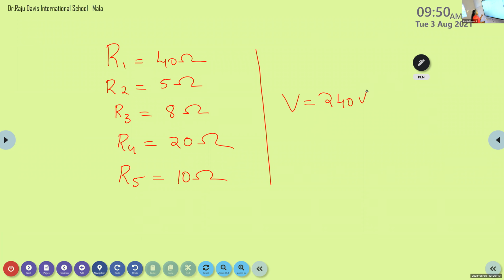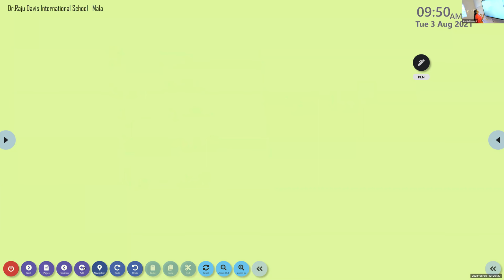So what is the first question? Find the total resistance of the circuit. What is the equation for calculating the total resistance of a parallel combination? 1 by R1 plus 1 by R2. Yes, 1 by Rp, now you are thorough with this equation. 1 by Rp is equal to 1 by R1 plus 1 by R2 plus 1 by R3 plus, here we have 5 resistors, so 1 by R4 plus 1 by R5. Then substitute all the values.